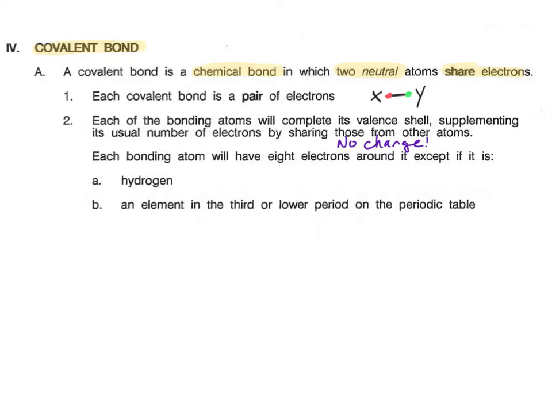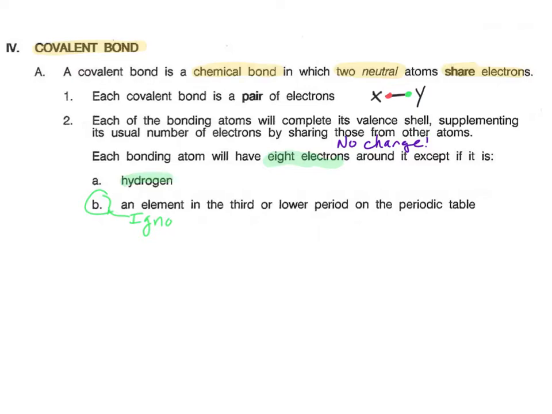For these patterns, what we're going to find is that every bonding atom will have 8 electrons around it, unless it's hydrogen, which only gets 2 electrons because it's in the first period. And if it's in the third or lower period, it can have more, but we will not be dealing with any of those in this course. So we're going to keep it simple and say everything gets 8 electrons around it except for hydrogen for this class. So I'm going to model this for some elements.